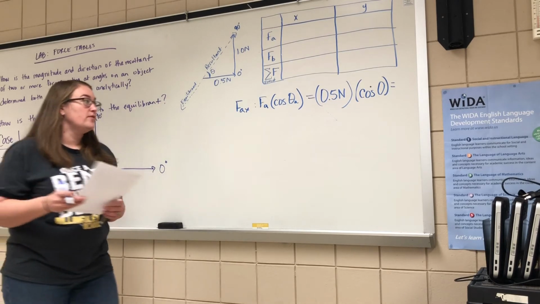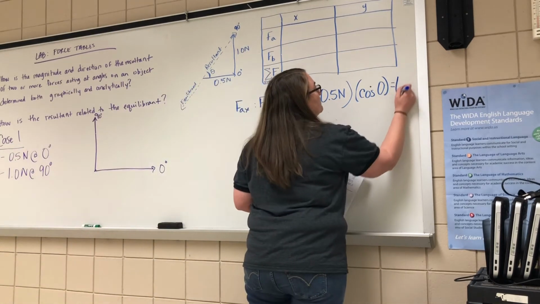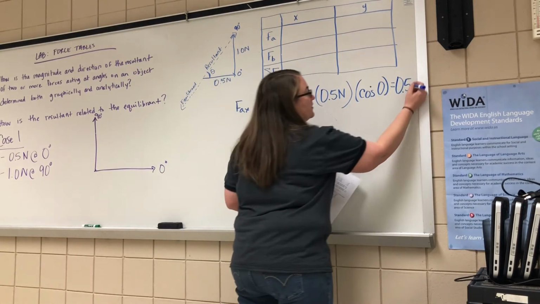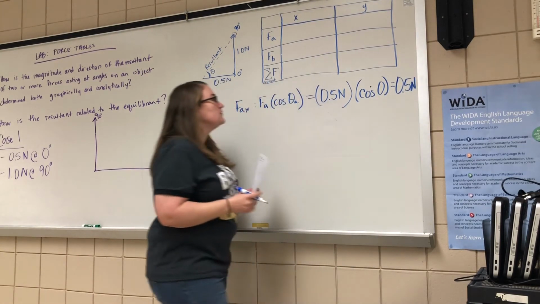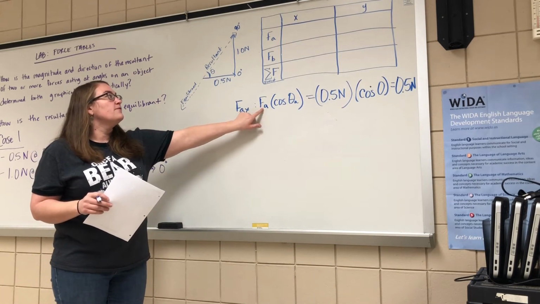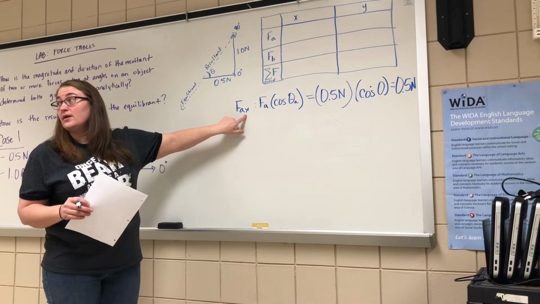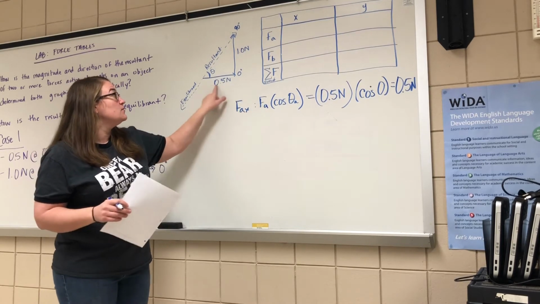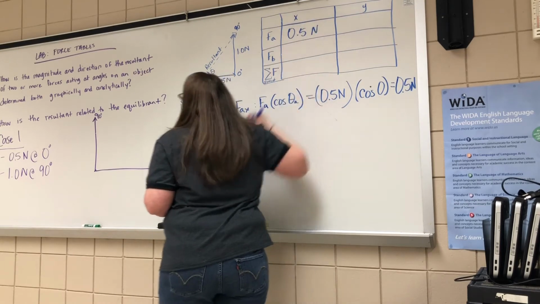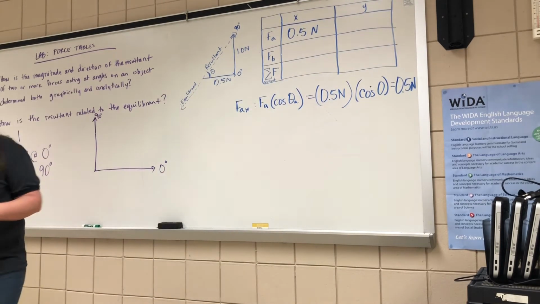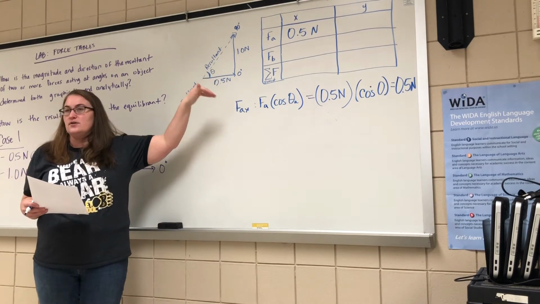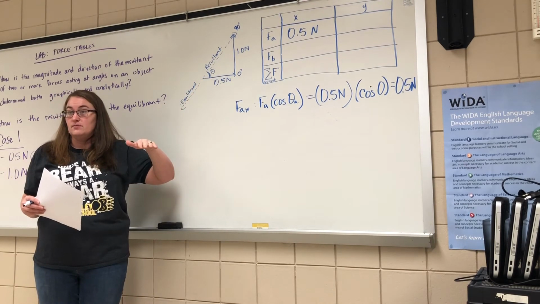You get 0.5. And that's going to be a force, so we're going to go with newtons. So the X component of the force of A of this one is 0.5 newtons. Well, you could have told me that without going through all that math, but what happens when this is not a straight line and it's not going at 0 degrees and it's not so simple?